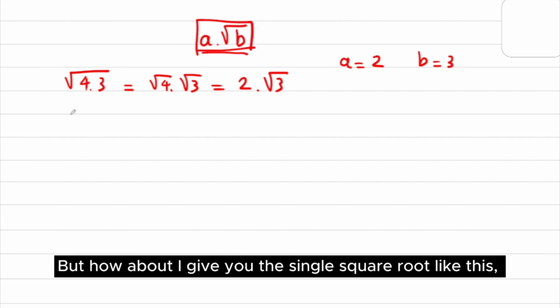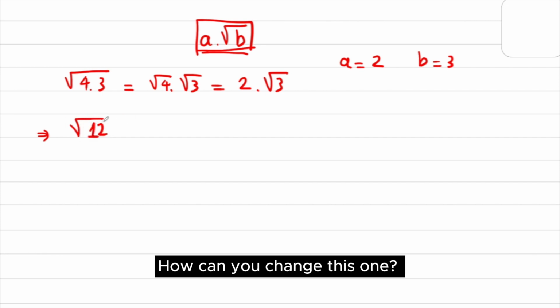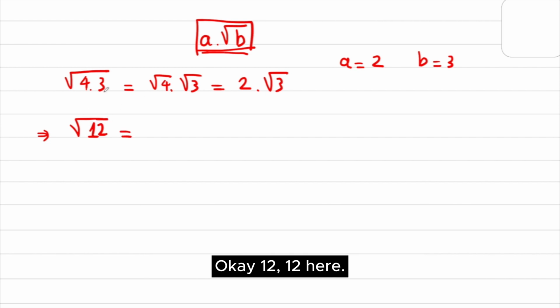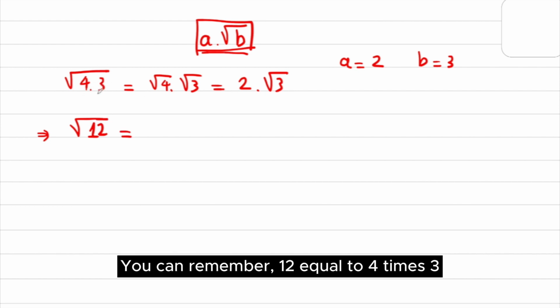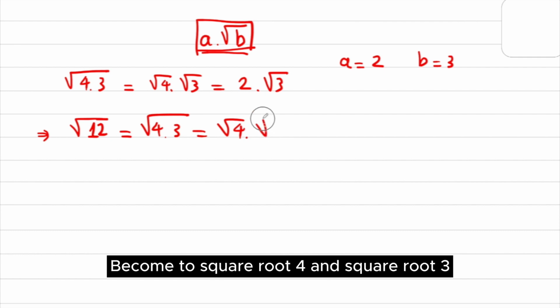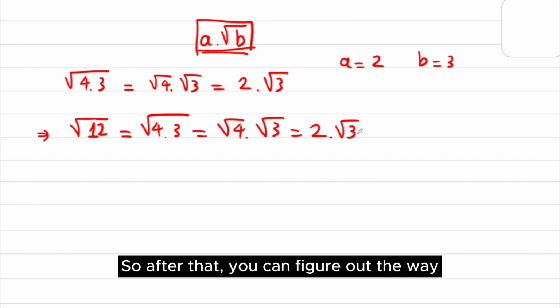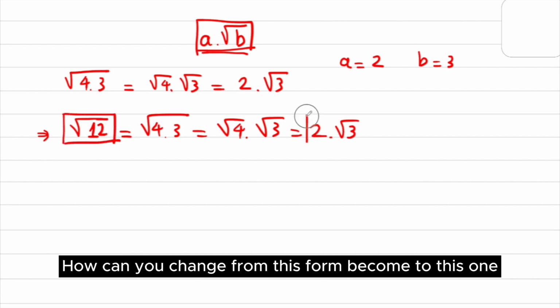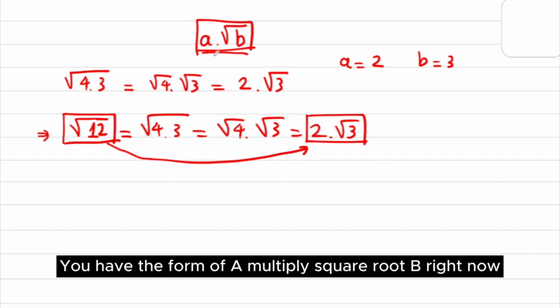So how about if I give you a single square root like this? How can you change this one to a multiply square root b? Okay, 12. Here you can remember 12 equals 4 times 3. And then I separate it into square root 4 and square root 3, and you got this one. So after that you can figure out how to change from this form to this one. You have the form of a multiply square root b right now.